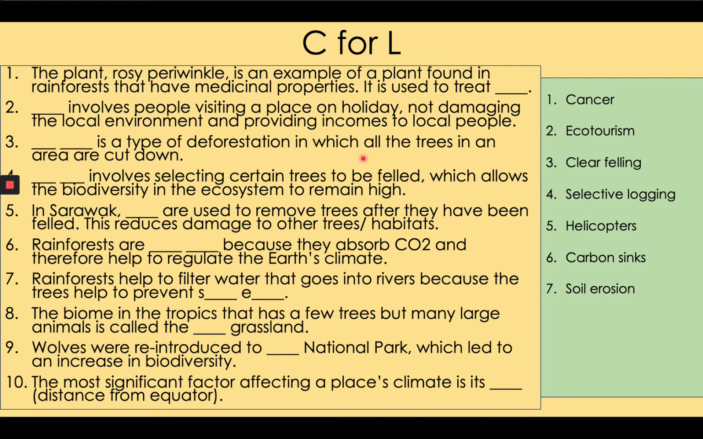8. The biome in the tropics that has a few trees but many large animals is called the savanna grassland. 9. Wolves were reintroduced to Yellowstone National Park, which led to an increase in biodiversity. 10. The most significant factor affecting a place's climate is its latitude.